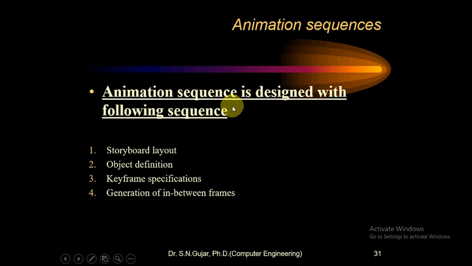An animation sequence is designed with the following steps. What are the steps? First is the storyboard layout, then object definitions, keyframe specifications, and generation of in-between frames. So this is all about the generation of frames. In one second, you need 1024 frames.